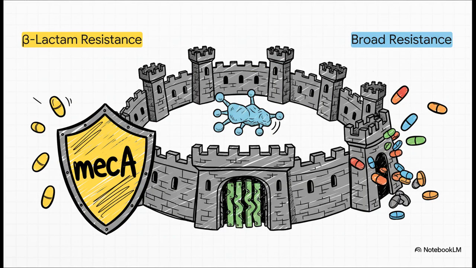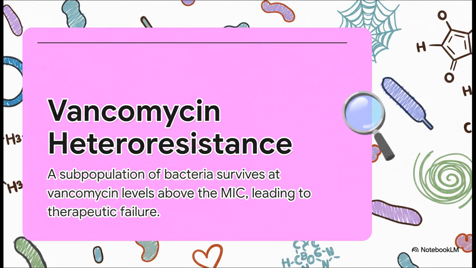It's resistant to almost everything. The mecA gene is nearly universal. But the real alarm bell, the one that should get everyone's attention, starts ringing when we talk about vancomycin. This is one of our last lines of defense, and Staphylococcus haemolyticus has found a way to outsmart it. This is probably one of the most insidious tricks in its playbook, heteroresistance.